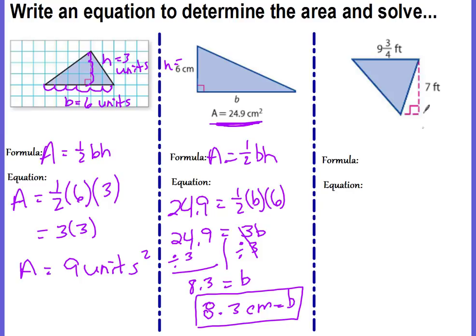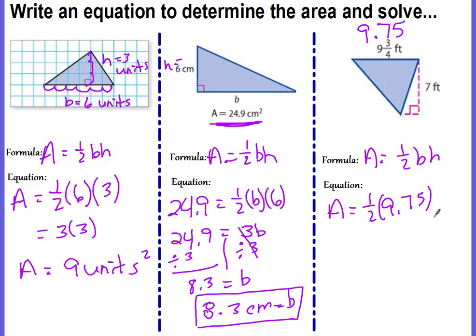Take a look at our next triangle. Ooh, it's got a fraction. Lucky for us, it's a fraction we can easily convert. 9.75. So if you don't like dealing with fractions, convert it to a decimal. Formula, area equals 1/2 base times the height. Let's write our equation. This time we are looking for the area. It's going to be 1/2 times the base, which they just have the triangle upside down. The base is at the top, that's fine. 9.75 times the height of 7. And this height is perpendicular to the base.